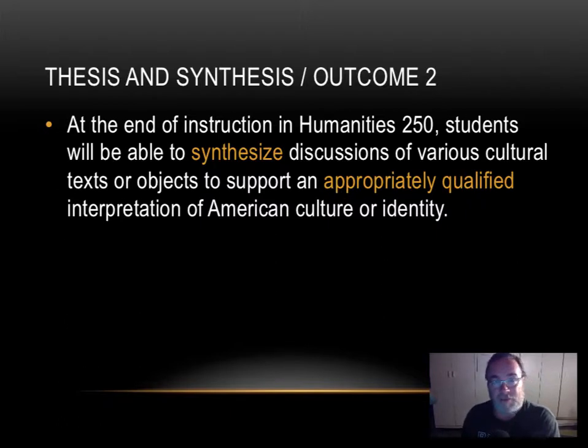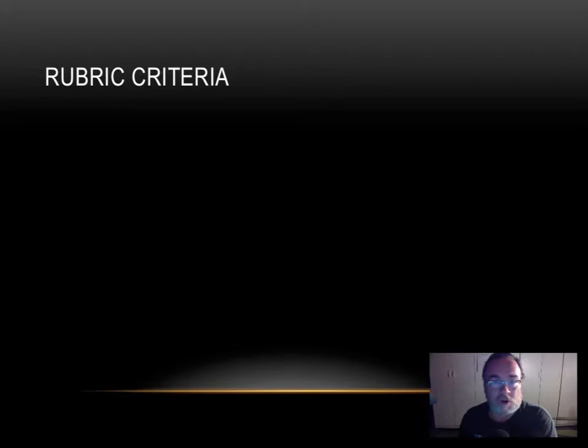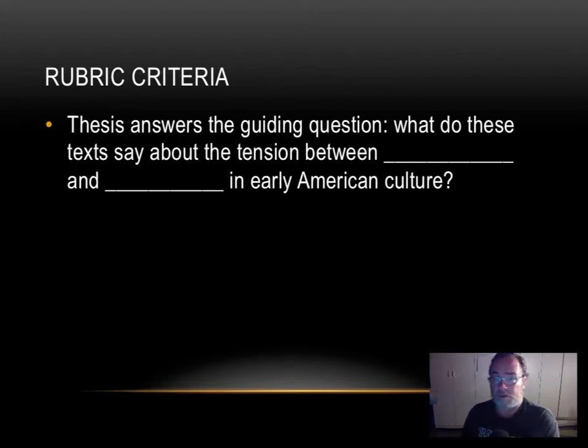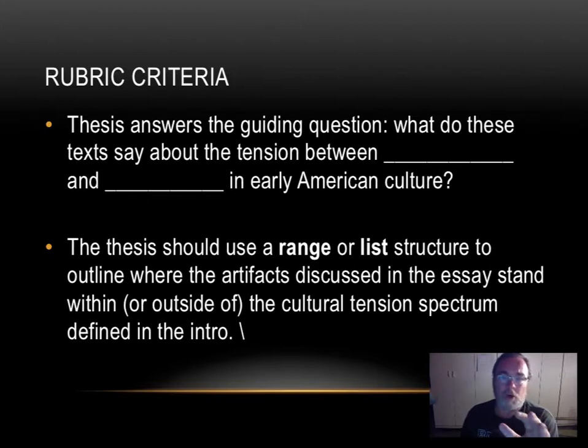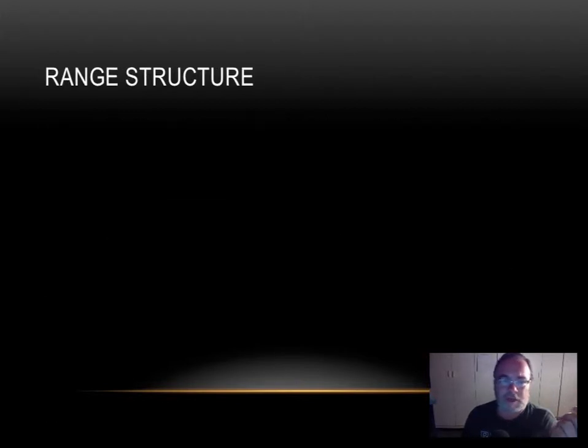To achieve that objective, the rubric outlines several requirements for the thesis. First, we're going to answer that guiding question on the level of the paper as a whole. What do these artifacts collectively tell us about this tension that you've chosen to write about? And then we're going to learn two structures that will help us achieve that. We're going to learn how to write a list thesis, where you list all of the artifacts and what they say, and a range thesis where you present a few artifacts that represent the range of responses in your thesis. So let's get into looking at those possibilities.